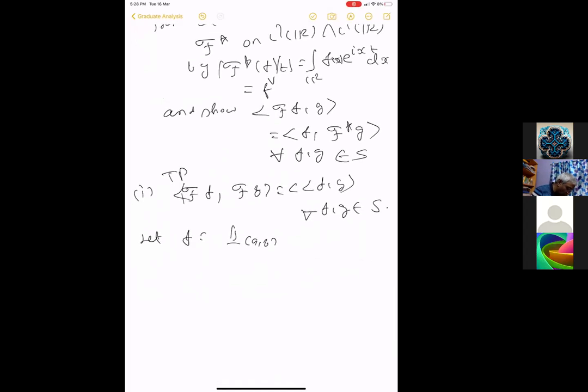Let f equal to 1 on [a,b]. Then we calculate norm f in L2. We are working in L2, so we have to find the norm of f. The norm squared equals the integral from a to b of 1 dt, which is just b minus a. It's just the number b minus a.